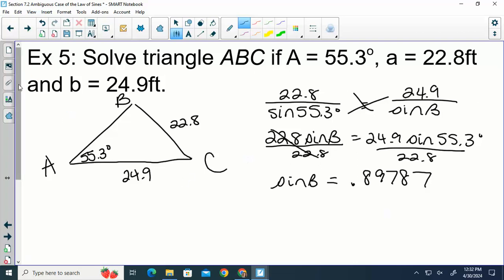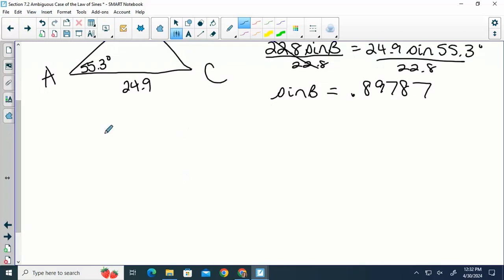So now we are going to work under the assumption that we have two triangles. And if it doesn't work out, we'll find that out in a minute. We know sine is positive in both quadrants 1 and 2. That's where the two triangles come in. Reference angle, if we do sine inverse, 0.89787, we get 63.9 degrees.